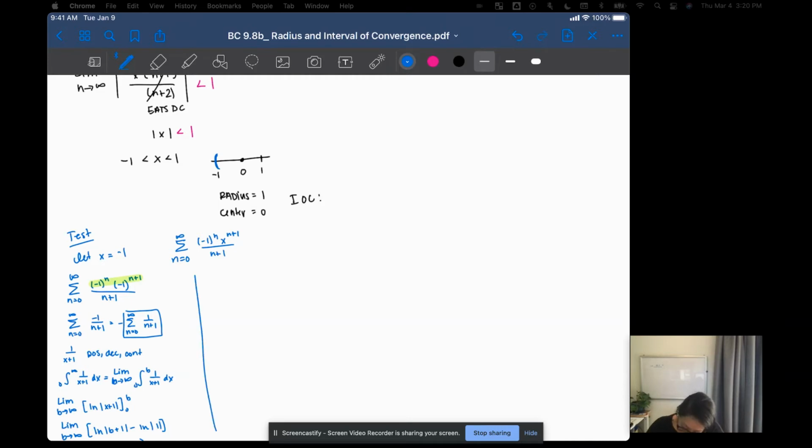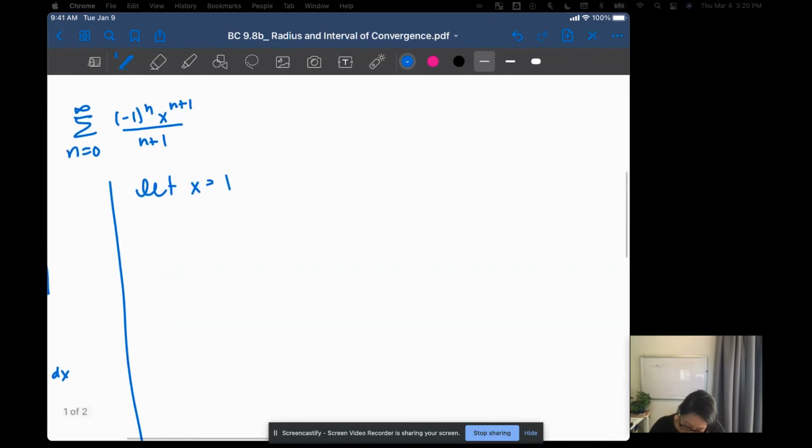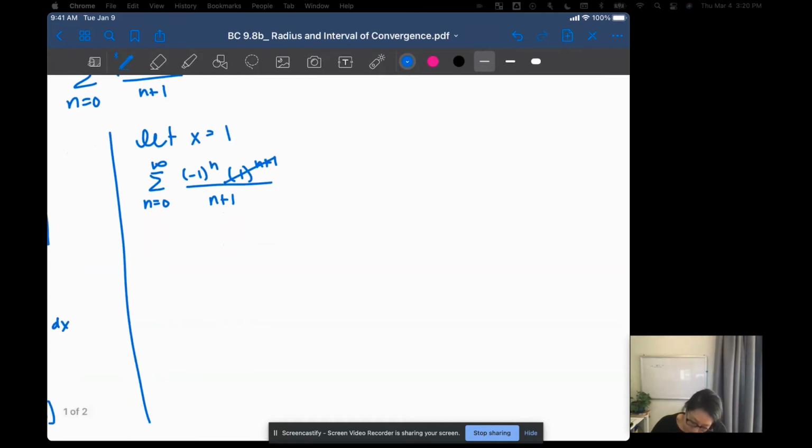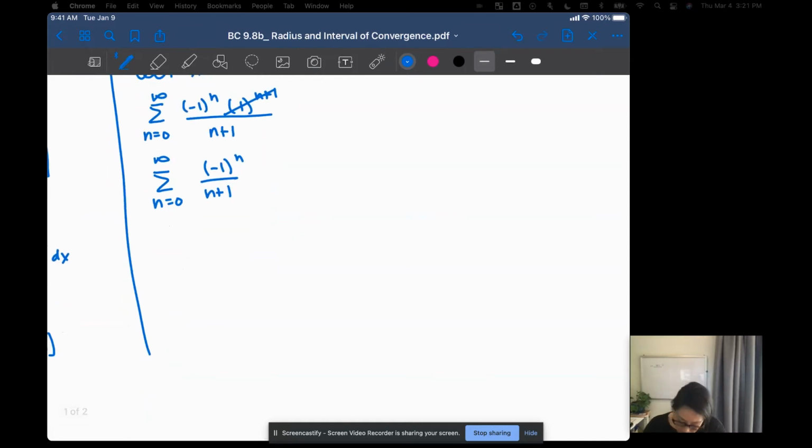So let's go ahead and look at x equal positive 1. Okay, so we have the sum from n equals 0 to infinity of negative 1 to the n, our x is positive 1 to the n plus 1, over n plus 1. This guy is always positive, so I'm just going to cancel it out. So I just have the sum from n equals 0 to infinity of negative 1 to the n over n plus 1. This is an alternating series. Alternating series are so much easier to deal with. So I have the limit as n approaches infinity of 1 over n plus 1, which is equal to 0.